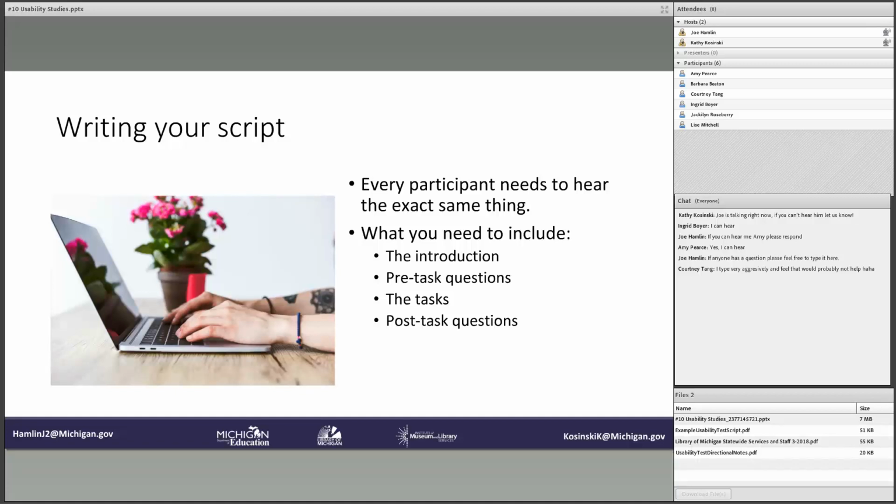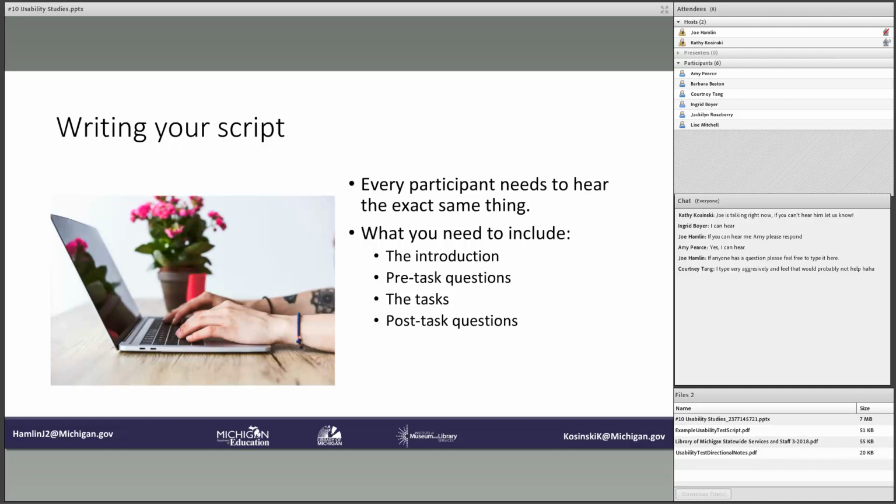Okay, so writing your script, and this is really important. You need to follow a script. The moderator has to follow a script because to keep it in the testing environment, every participant needs to hear the exact same thing, so you don't end up giving slightly different information and slightly different instructions, which could skew the results one way or the other. And what you need to include in this is an introduction, pre-task questions, ultimately the tasks, and then post-task questions.